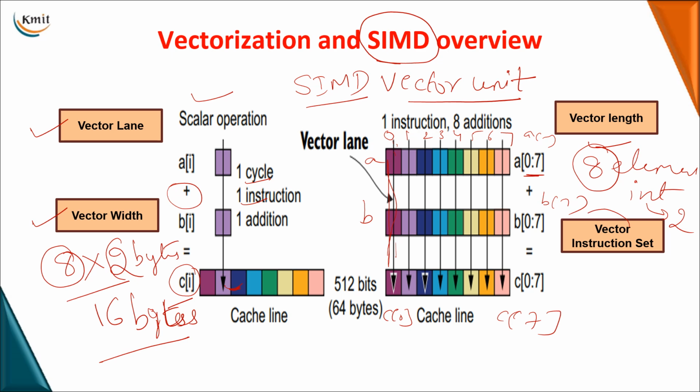Now coming to your next one, instruction set. So vector instruction set is nothing but what are the operations I can perform. So you can go for add, subtraction, multiplication or else division on the set of values provided as input by two different arrays.